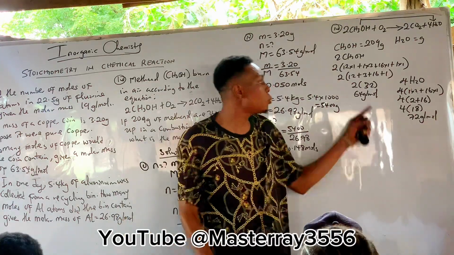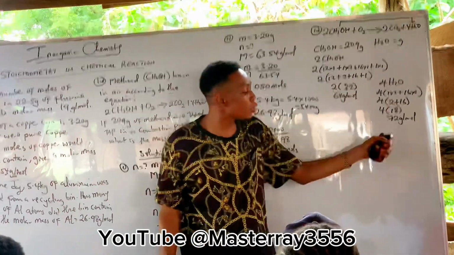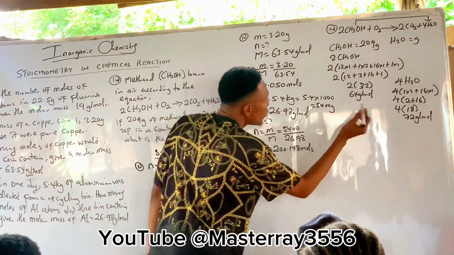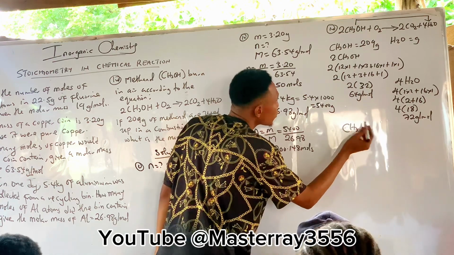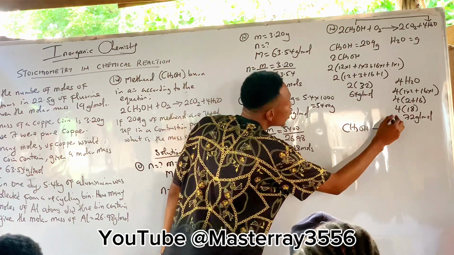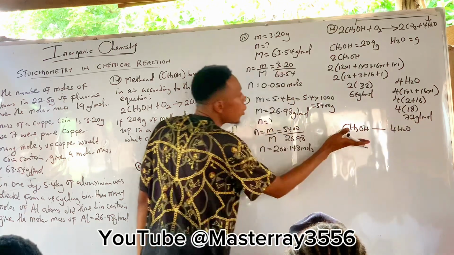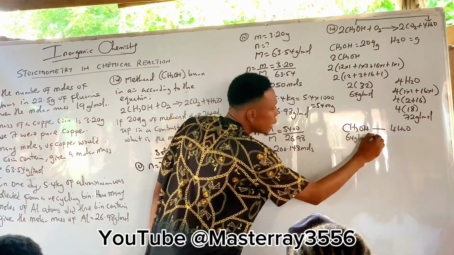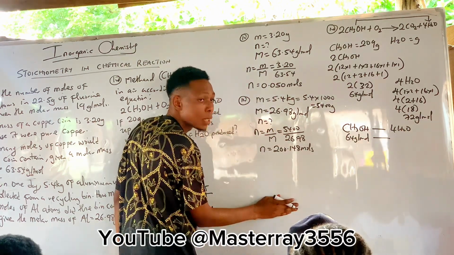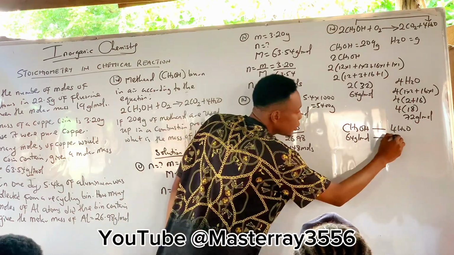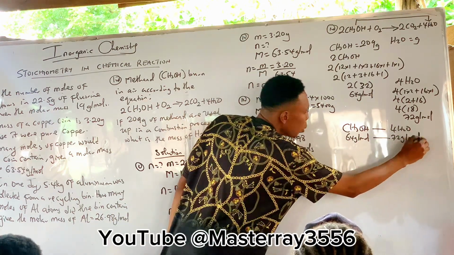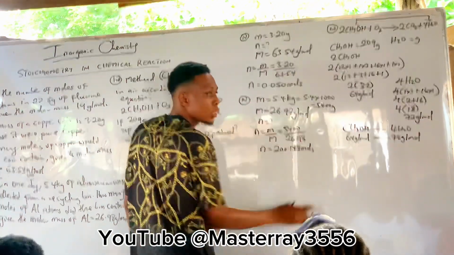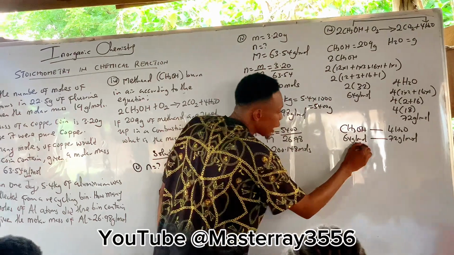We succeeded in knowing the molar mass of this from the reaction, and we succeeded in knowing the molar mass of this from the reaction, is it not? So from the reaction we are working with CH3OH and 4H2O. The molar mass of this is 64 grams per mole, which is equivalent to 72 grams per mole of that. Now we are given the mass of methanol. What was the mass of methanol given? 209 grams.